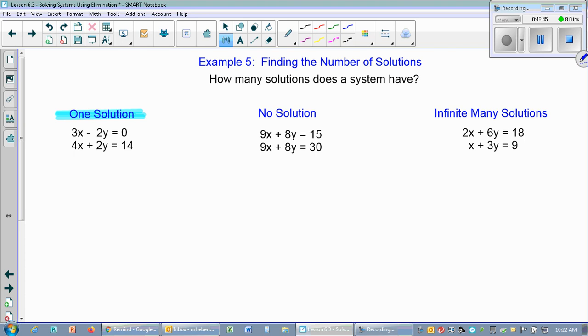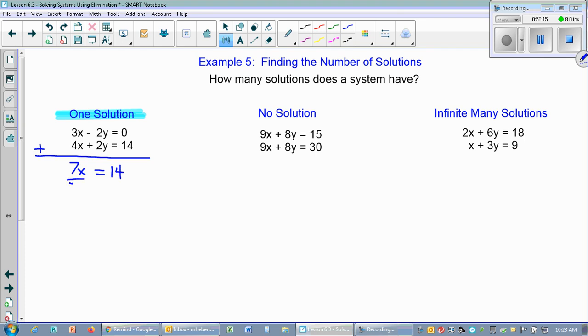The second qualification is to look at the signs. Well, the first 2 is negative. The second 2 is positive. So the method that says when the signs are different, we add, that's correct. So we're going to use the addition method. So we're going to add all three columns. 3x plus 4x makes 7x. Negative 2y plus positive 2y cancels each other out. 0 plus 14 is 14.